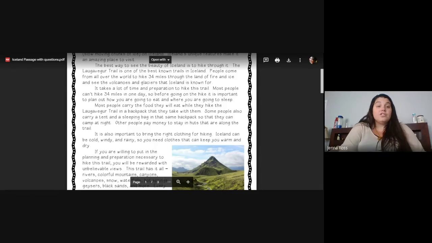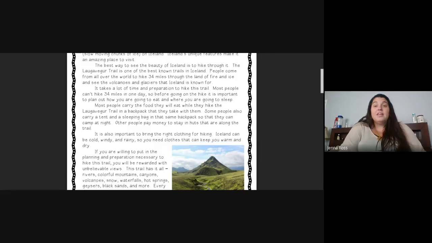The Lavagard Trail is one of the best known trails in Iceland. People come from all over the world to hike 34 miles through the land of fire and ice to see the volcanoes and glaciers that Iceland is known for. Wow, 34 miles. I don't know if I want to go that far.